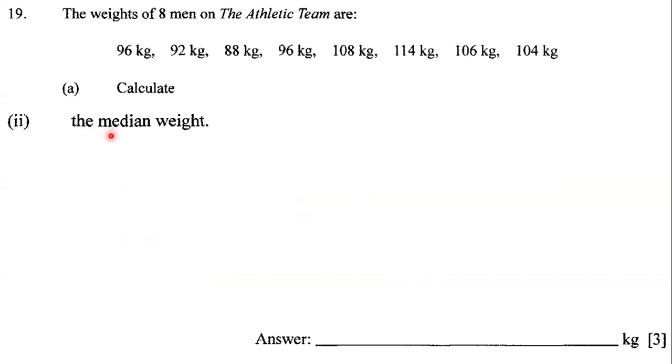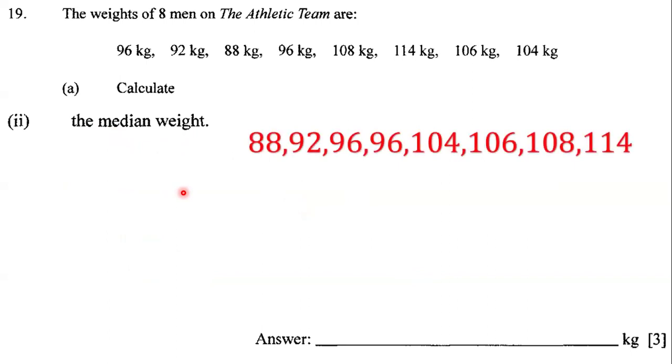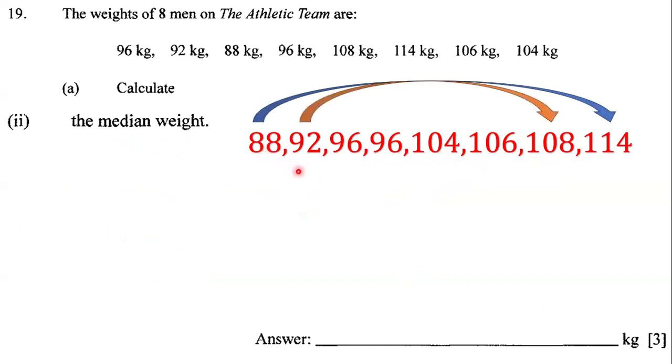Here we have to figure out the median weight. In order for us to find the median, we have to arrange these weights from least to greatest. And so we have 88, 92, 96, 96, 104, 106, 108, and 114. These are arranged from least to greatest. And so we have 88 connected to 114, 92 connected to 108, 96 connected to 106. And so that means that we have 96 and 104 in the middle.